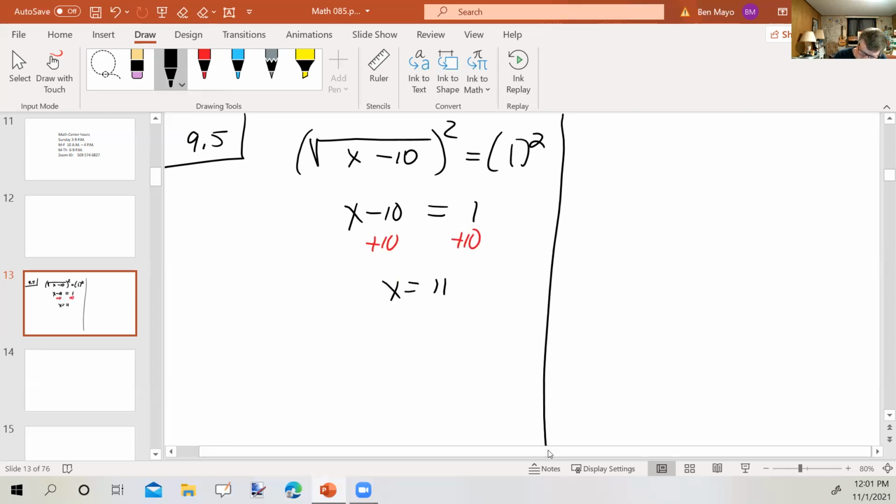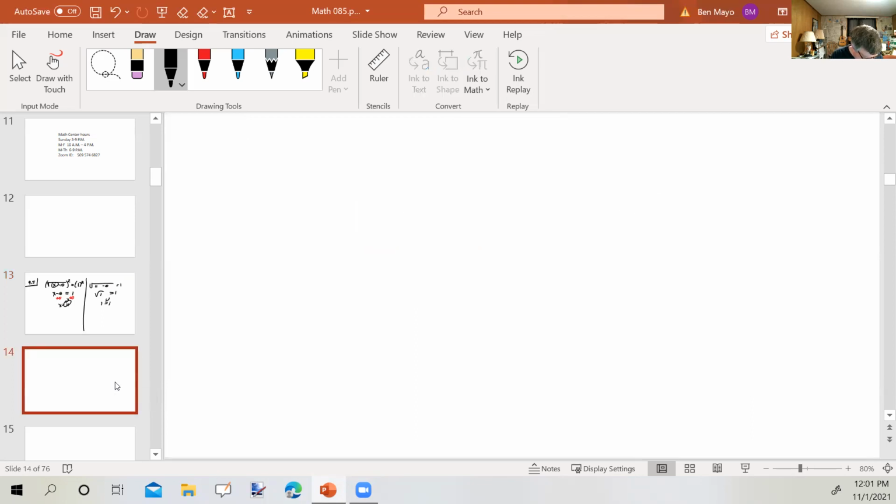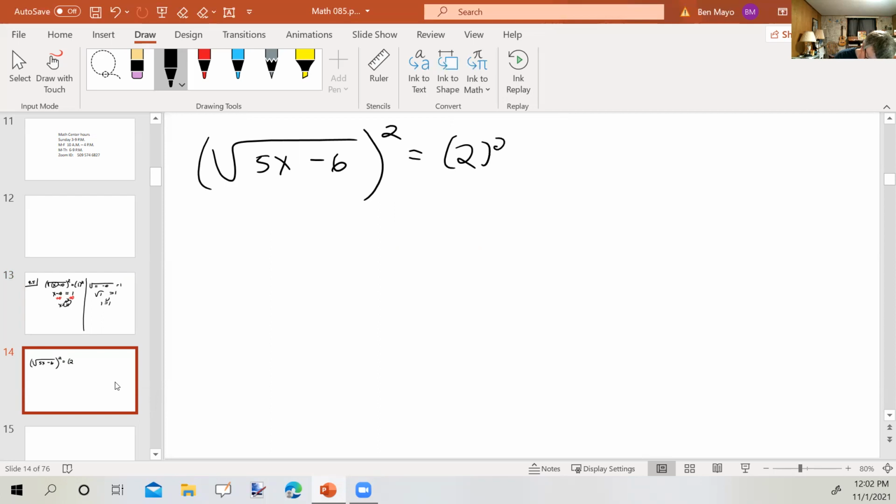Let's check our work. If we put 11 in the place of x in our original equation, we get this, which is this, which is this, which checks. So x equals 11 is a correct solution. All right, let's take a look at another example. The square root of the quantity 5x minus 6 equals 2. We have a single radical in the equation. It's already isolated. So now we're going to square both sides of the equation.